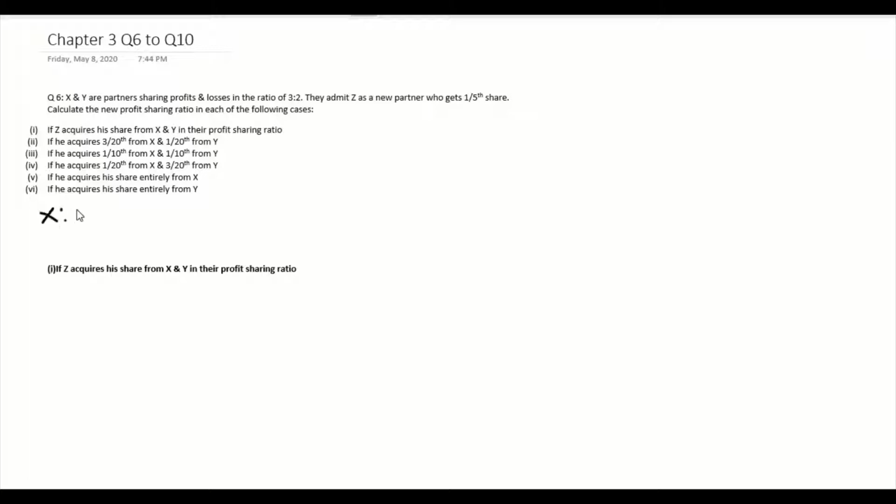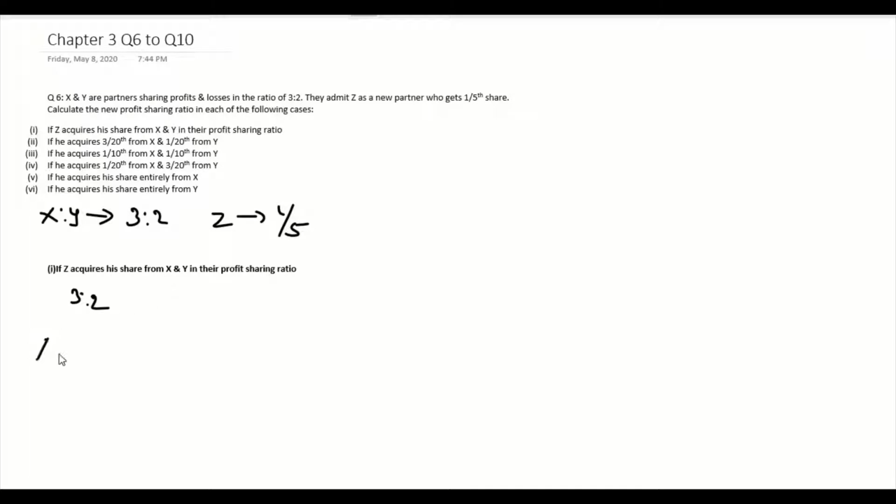So first, X and Y are partners. Their profit sharing ratio is 3:2. They admitted Z as a new partner for 1/5 share of the profits. Now the first scenario is if Z acquires his share from X and Y in their profit sharing ratio. In this case the ratio is 3:2, so Z is acquiring his share of profit in the 3:2 ratio.